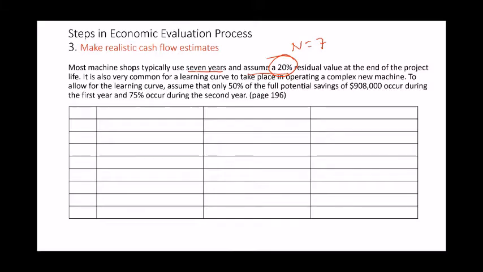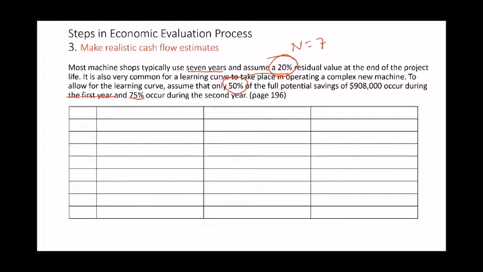That's why we also need to assume, it says here that only 50% of the full potential savings of 908,000 occur during the first year and 75% during the second year. That means for the first 2 years, we cannot get yet the full benefit of the machine. So only 50% in the first year and 75% in the second year. So those are the considerations.